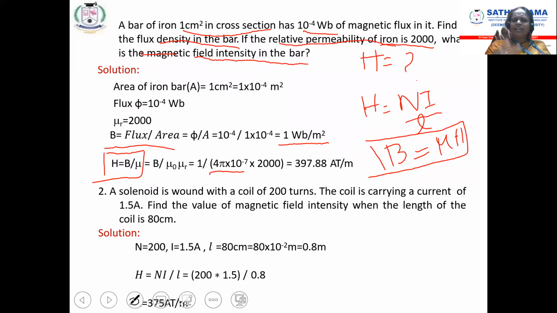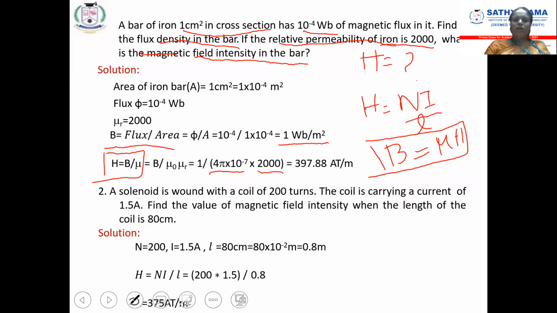Now nu r, they have given the relative permeability of the iron. Sometimes they didn't give it. Find the magnetic field strength in the air. That means what is the nu r value? Now, what is nu r value? Yeah, correct. Nu r is 1. At that time, you have to take nu r equal to 1. Or else you choose nu r, the problem itself gives it. Okay, nu r is 2000.